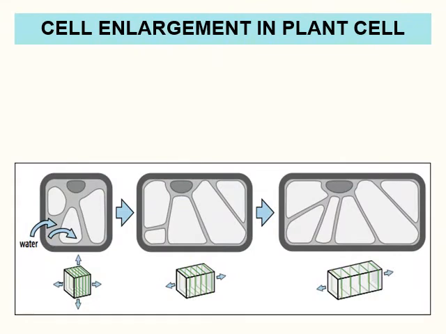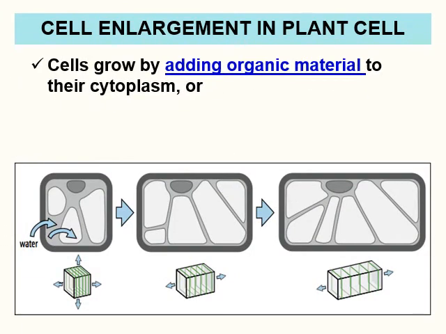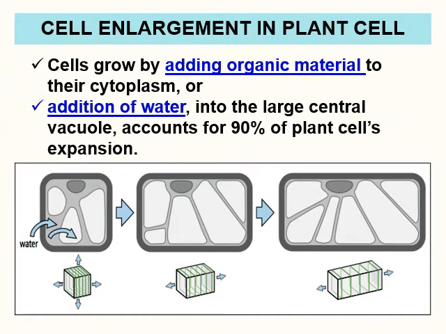This is an example of cell enlargement in a plant cell. Cells grow by adding organic material to their cytoplasm or addition of water into the large central vacuole. This accounts for 90% of plant cell expansion. As you can see in this picture, the plant cell will expand when water is added.